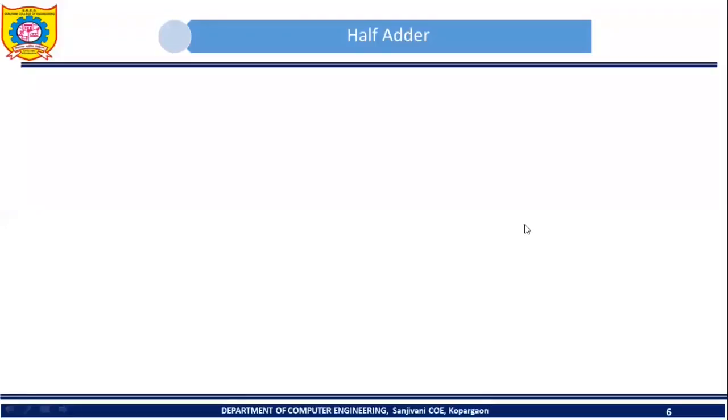Now let's see how half adder can be designed. Already I told you which are the different steps that we follow in order to design a combinational circuit. Whenever any combinational circuit is to be designed, initially some problem statement will be given, or a description about that digital circuit which is to be designed will be given. So what you have to do, you have to understand that problem statement. You have to understand that description.